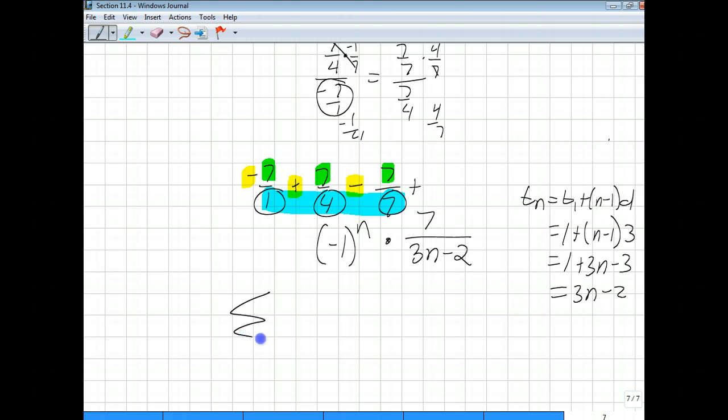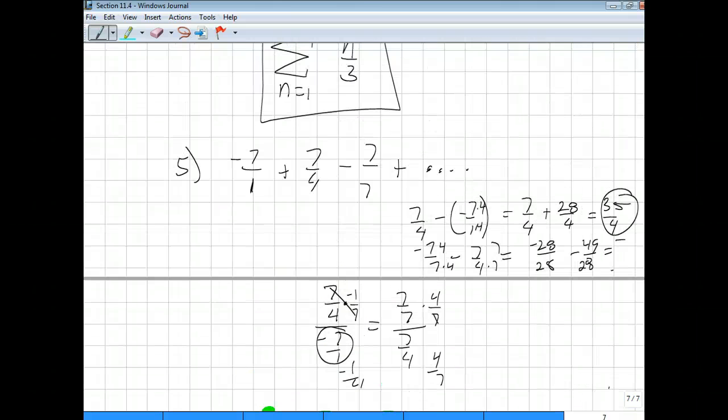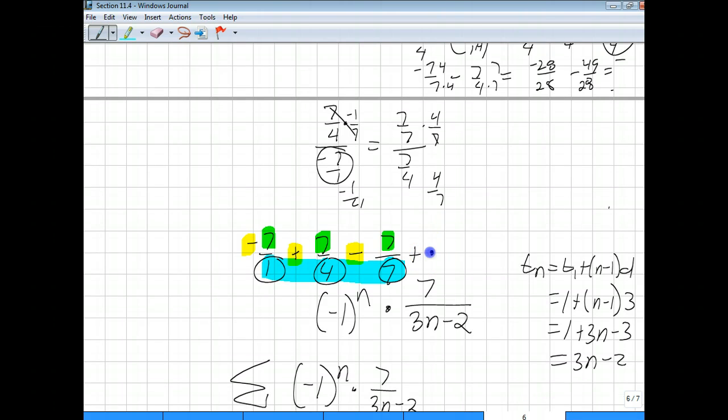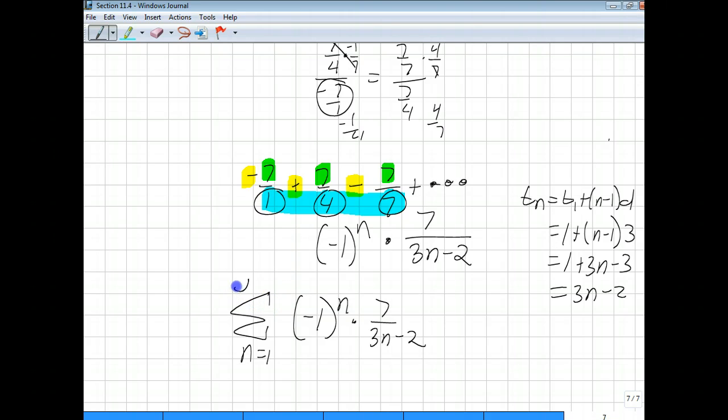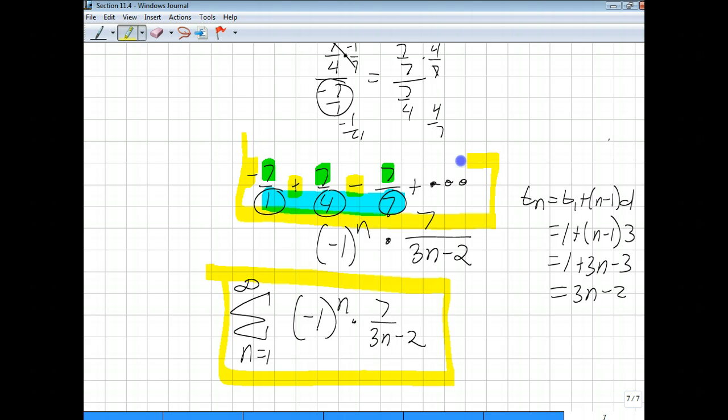Okay, so we have the sum from n equals 1, and the rule is negative 1 to the n times 7 over 3n minus 2. But then, how far are we adding up? Well, what do these 3 dots mean? I forgot to put them here. Those 3 dots mean to infinity. So that means I'm adding up to infinity. So this is sigma notation for this series.